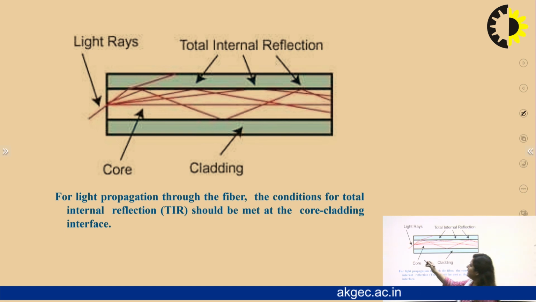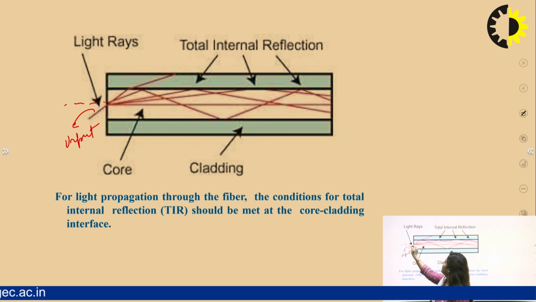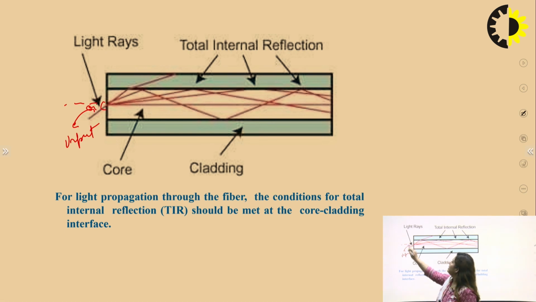You can see the light ray, that is the input ray. This is the input light which is falling on the fiber, making some angle with the core axis, that is theta I. Similarly, theta 1 is here and theta 2 is here, making an angle theta 2 with the core axis inside the core. Then it will pass through the core cladding interface and be reflected back into the same originating medium, that is the core.